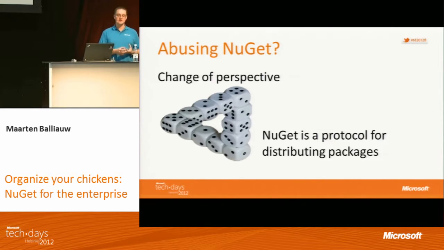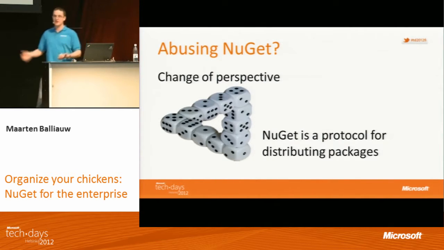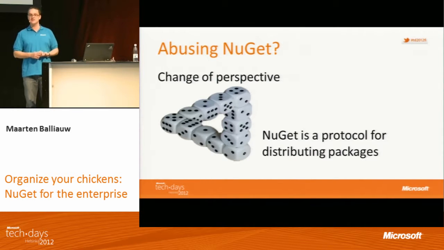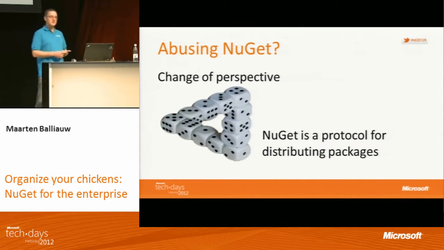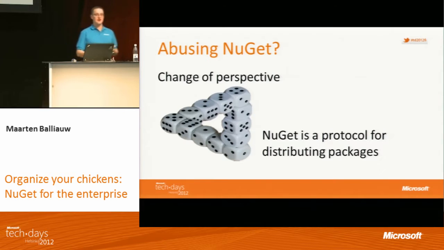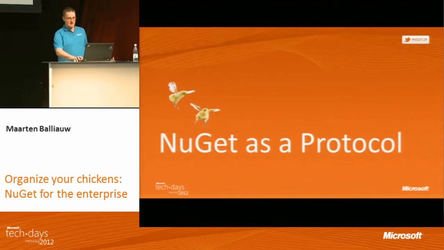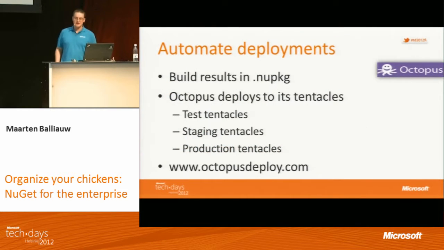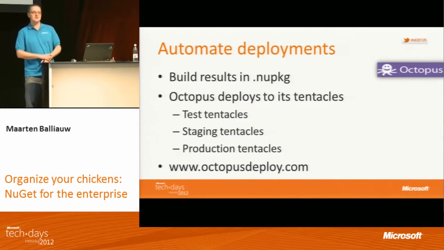So what you can do is use NuGet as a protocol. Use a NuGet gallery to host packages containing different sets of files. Use NuGet to download packages and copy them on your file system without installing something in Visual Studio. There's interesting stuff you can do with this. One interesting example is Octopus. It's a pretty new project on the internet, on octopusdeploy.com.